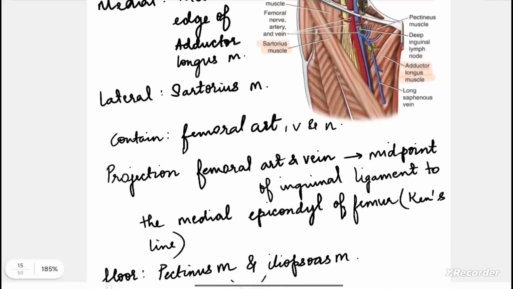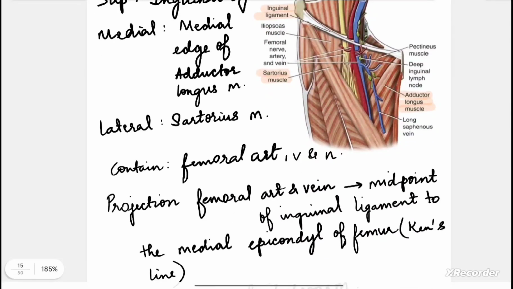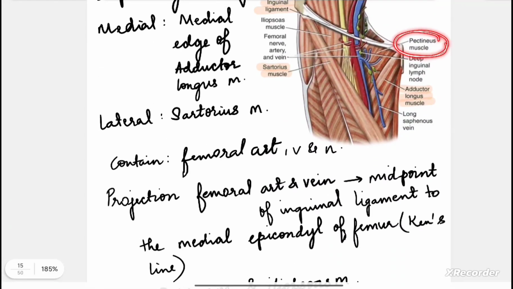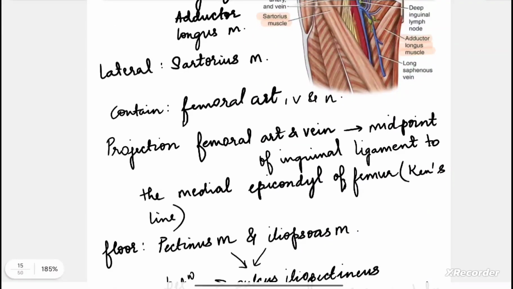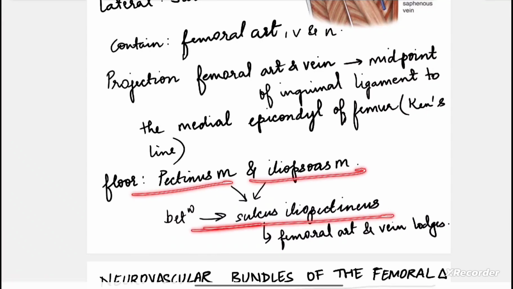Keep in mind, the borders of the femoral triangle are the inguinal ligament, sartorius muscle, and adductor longus muscle. In the floor, there is the pectineus muscle and iliopsoas muscle. Pectineus muscle is here, iliopsoas muscle is there. Between them there is a sulcus, which is the sulcus iliopectineus. It is very simple. From this sulcus, the femoral artery and vein lodge.